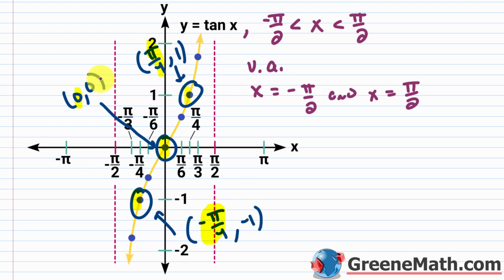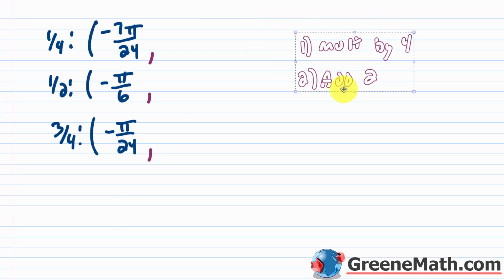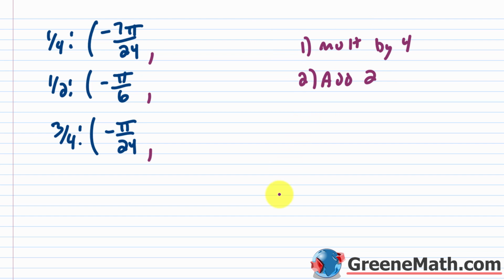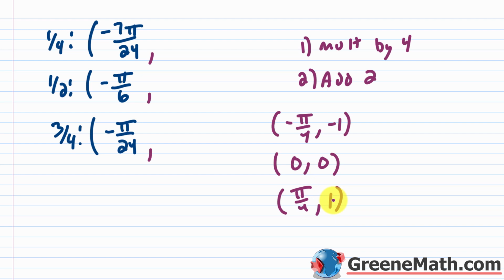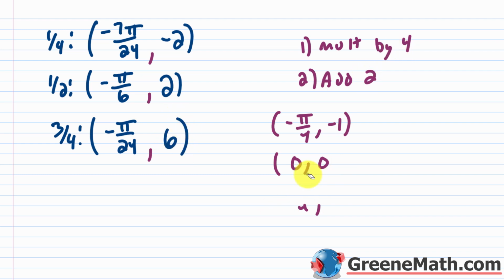So negative 1, 0, and 1. So let me bring this down here, and hopefully you can remember this. If not, you could write out the points. Let me just do that real quick. So negative pi over 4, comma negative 1, then you have 0, comma 0, and then you have pi over 4, comma 1. I know most of you have memorized this at this point, but you're going to take negative 1, multiply by 4, that's negative 4, then add 2, that's negative 2. Then you're going to take 0, multiply by 4, that's still 0, then add 2, so that's 2. Then you're going to take positive 1, multiply by 4, that's 4. Then add 2, that's going to be 6. All right, let's get rid of this.